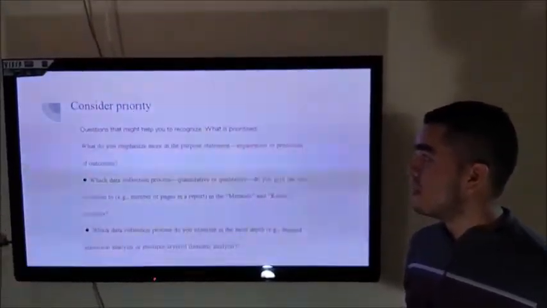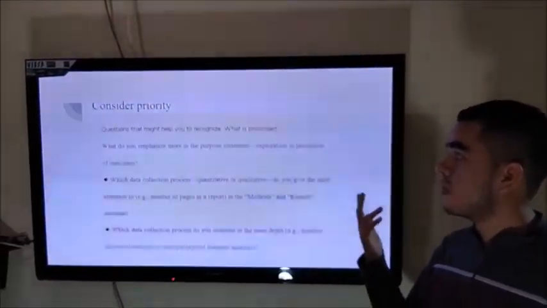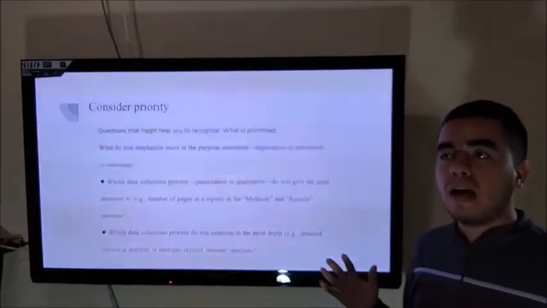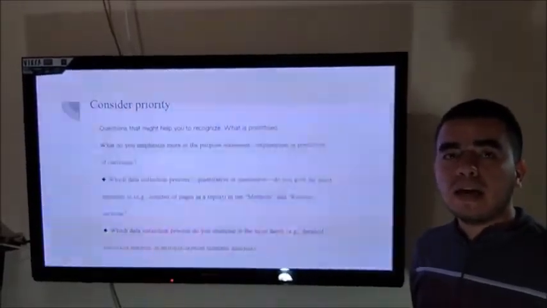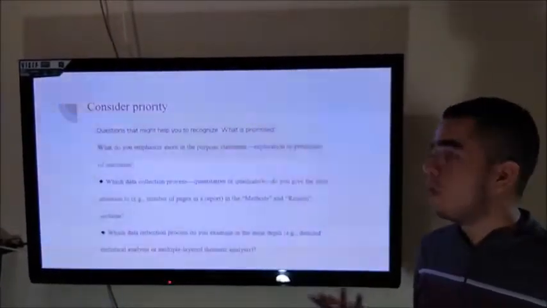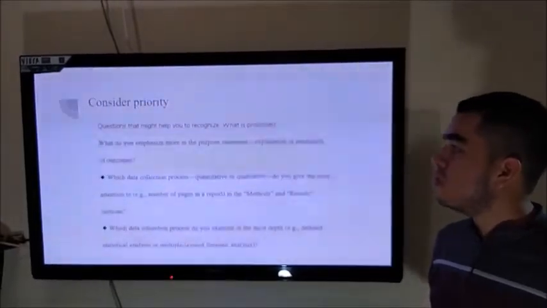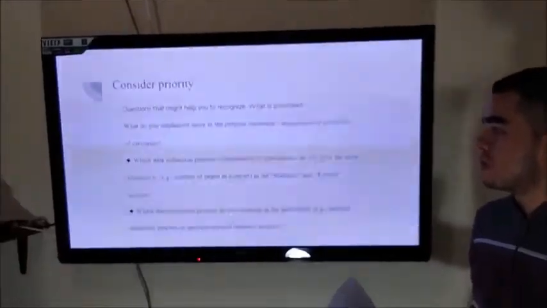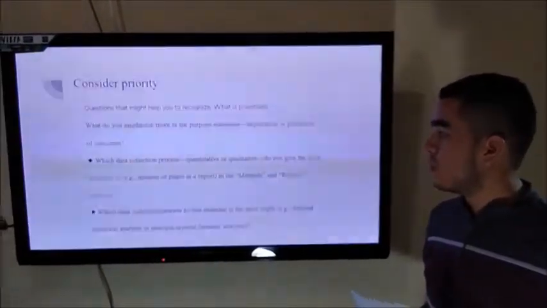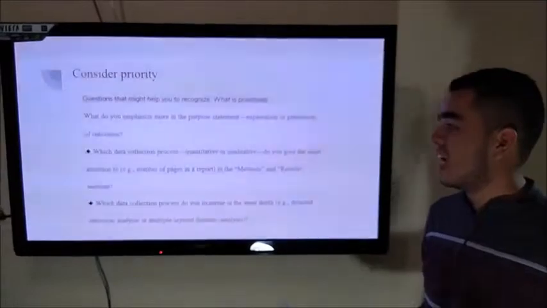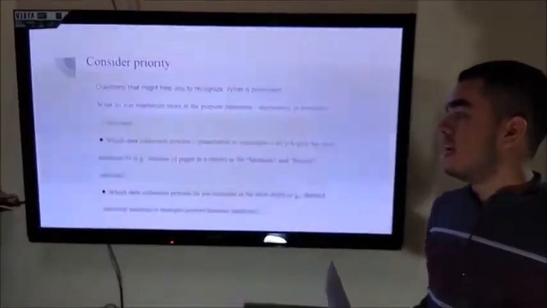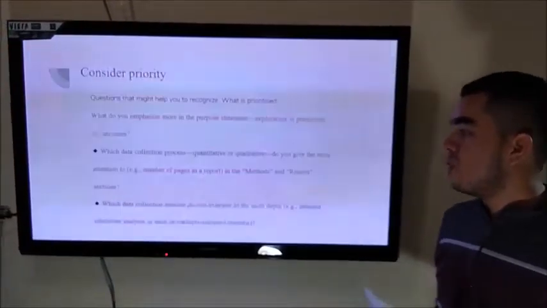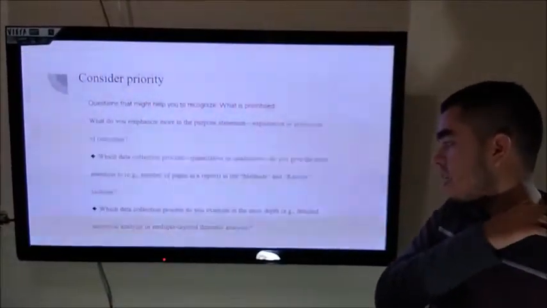Consider priority. You can make questions that help you recognize which study a research design emphasizes over the other. For example, what do you emphasize more in the purpose statement, exploration or prediction of the outcomes? Which data collection process, quantitative or qualitative, do you give the most attention? For example, the number of pages in a report or in the methods and results sections. Which data collection process do you examine in the most depth?